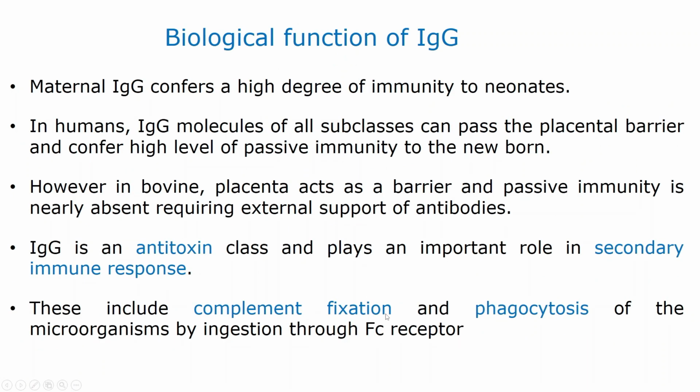Now if we see the biological function of immunoglobulins, the maternal immunoglobulin G confers a high degree of immunity to the neonates. How? In humans, IgG molecules can pass the placental barrier, so in utero the baby obtains the antibody and receives a high level of passive immunity. Whereas in bovines, the placenta acts as a barrier and passive immunity is nearly absent, requiring external support of antibodies, and that is why colostrum is needed.